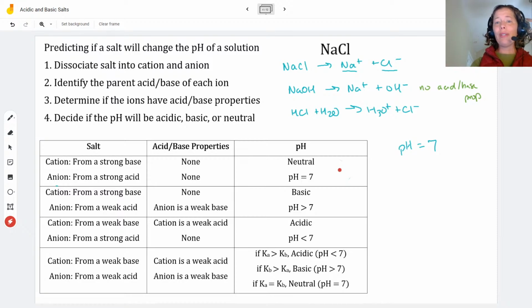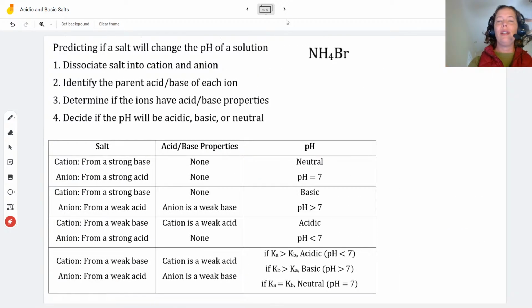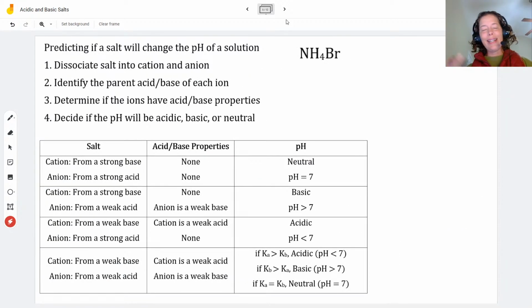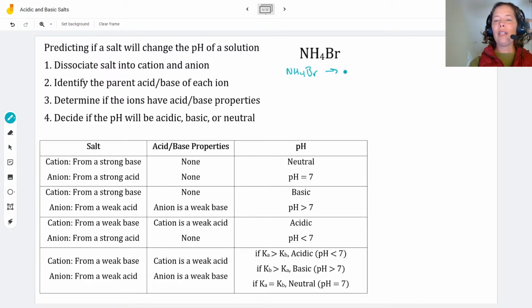Okay, so let's do a different salt. So don't worry, when you're putting salt in your pasta water, you're not changing the pH. You're going to be changing the boiling point though, but you're not going to be changing the pH. Okay, so we have ammonium bromide. So we're going to do the same thing. I'm going to dissociate the salt into the cation and the anion so that I can see everything broken down first. So I have the ammonium cation and the bromide anion.